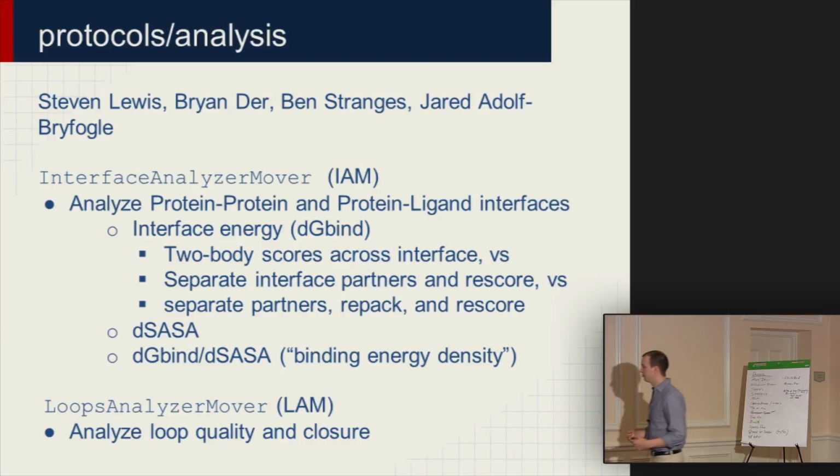And one thing that we in the Coleman lab often look at to analyze the quality of our interfaces is this ratio of the DG bind energy to the d-SASA area, and we call this the binding energy density. It's how much energy are we getting out of each square angstrom of buried surface area.